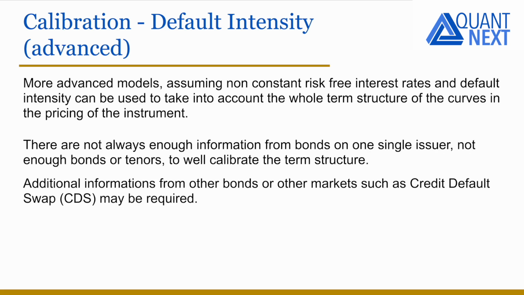There is not always enough information from bonds on one single issuer, not enough bonds or tenors to calibrate the term structure well. When this is the case, additional information from bonds from other issuers or other markets such as credit default swaps may be required.